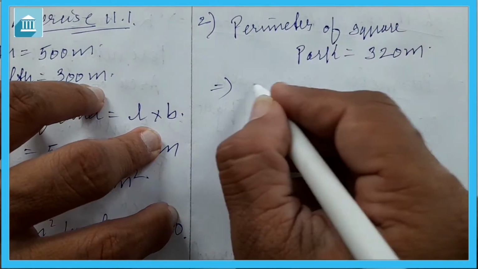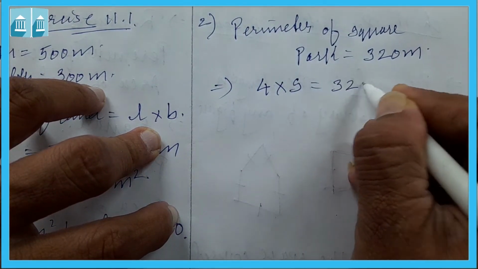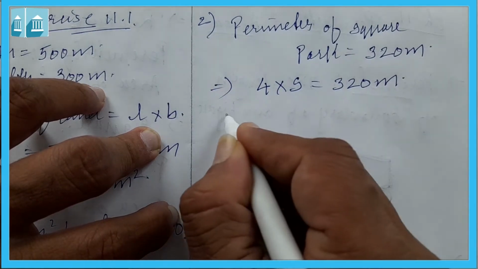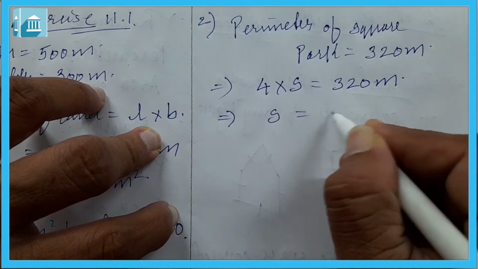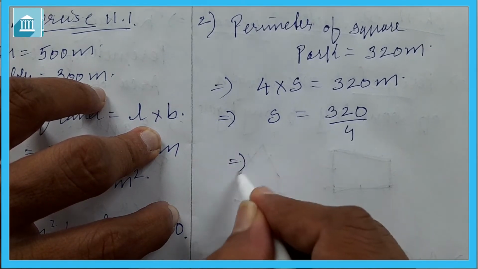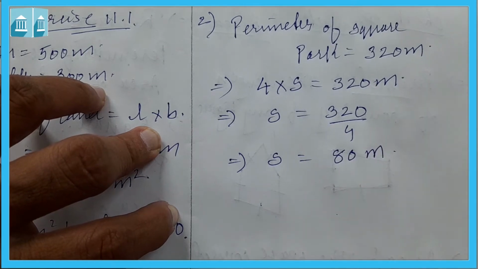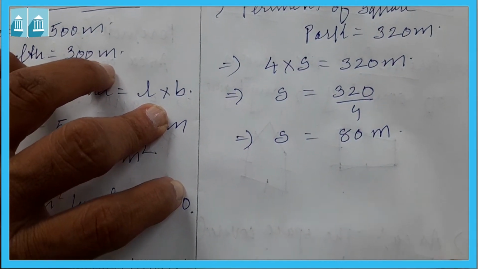We know that the perimeter of a square is equal to 4 into S, which is equal to 320 meter. So S is equal to 320 upon 4. So we can say that S is equal to 80 meter. So we get here the side is equal to 80 meter.